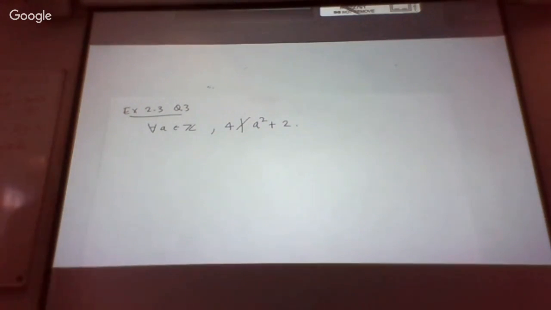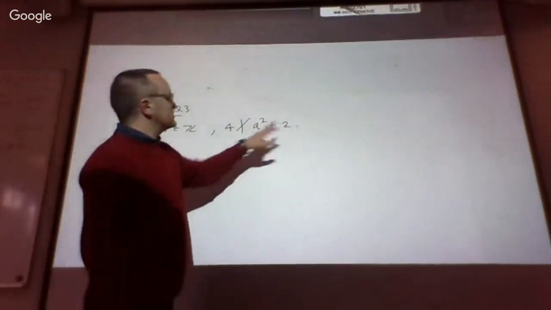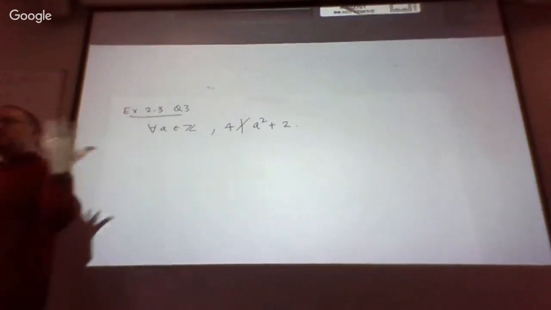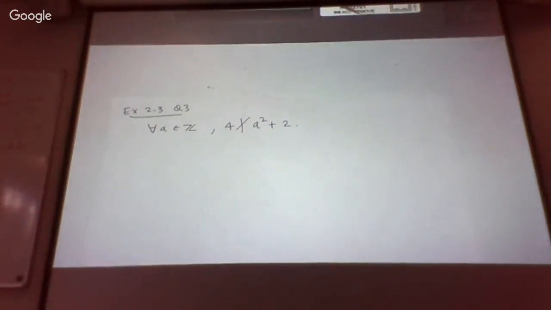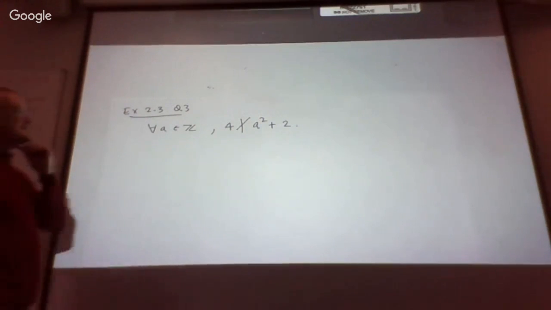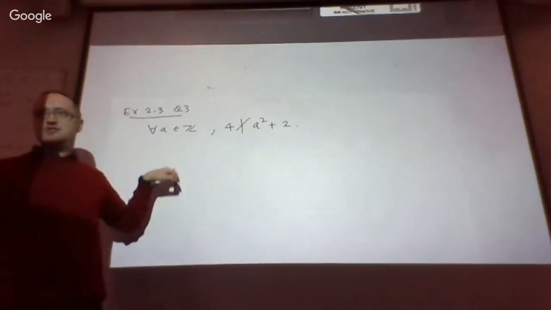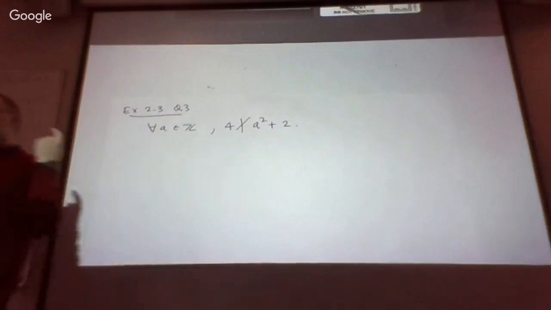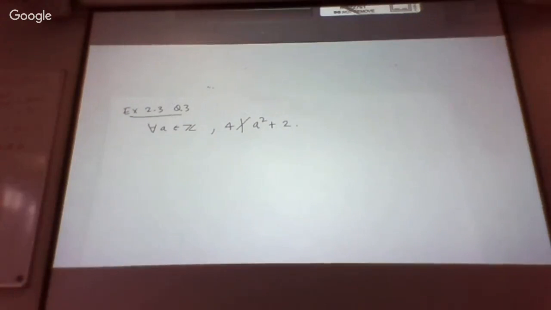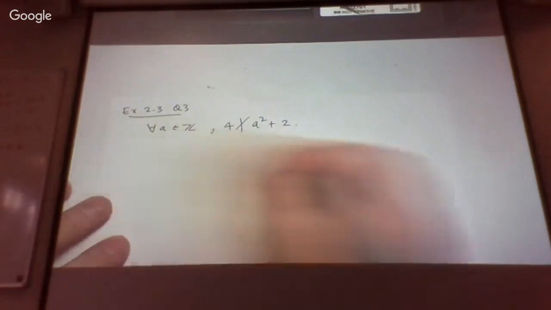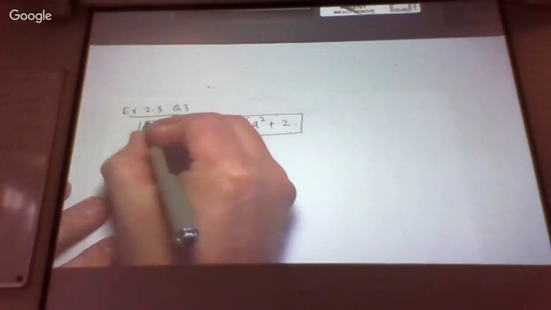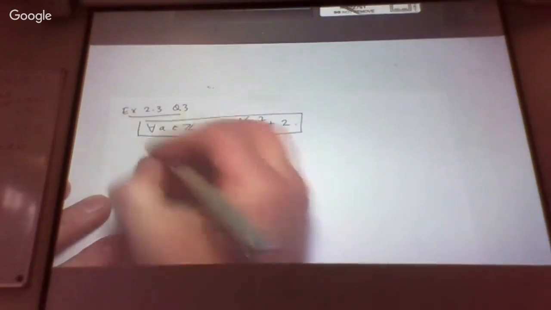So how might you prove this? It's kind of awkward to try and prove directly, because you're trying to prove a negative thing. If the task was to prove that 4 did divide a squared plus 2, then we could attack that directly, because we'd have to try and factorize a squared plus 2 and show that one of the factors was 4 or 2 squared. But here you're trying to show a negative. So it's maybe a little bit off-putting. But this is something based on integer division with remainder.